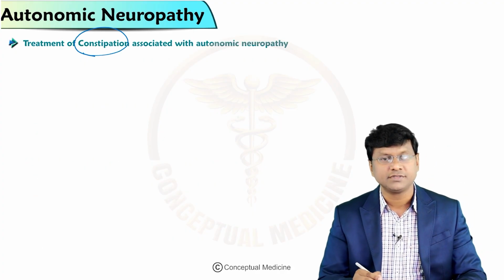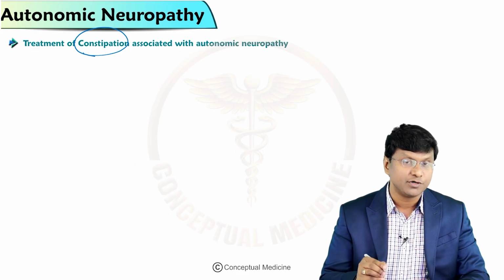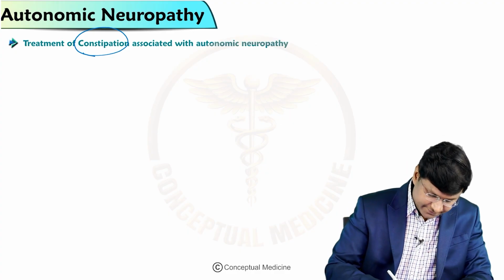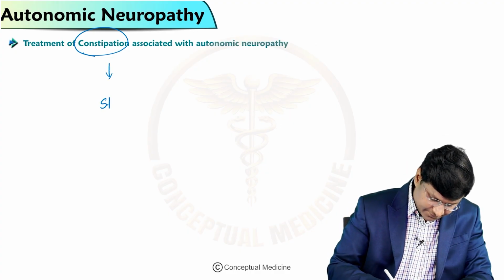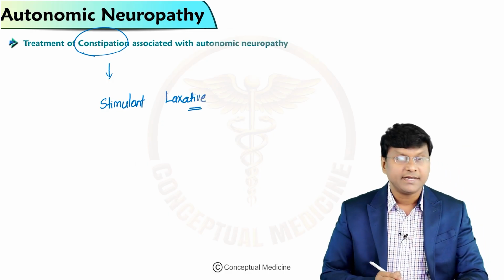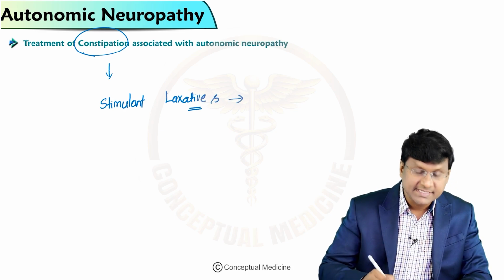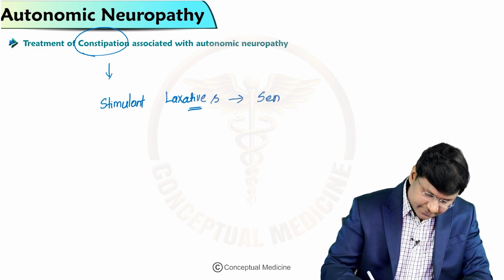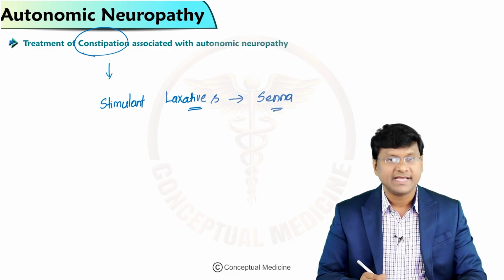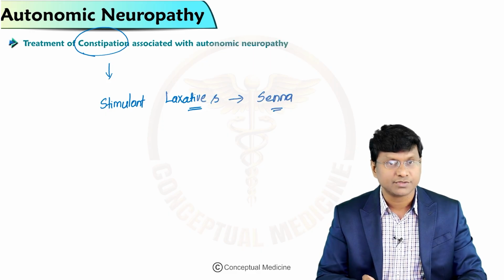Now, followed by that, treatment of constipation associated with autonomic neuropathy. Constipation usually responds to a stimulant laxative. It responds to stimulant laxatives such as senna. So with the help of this, the constipation which is associated with autonomic neuropathy can be reduced.